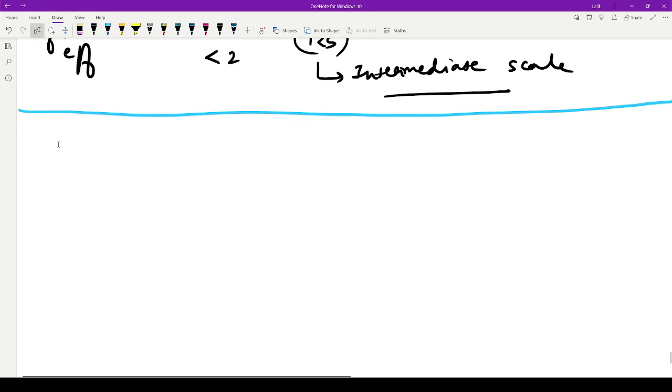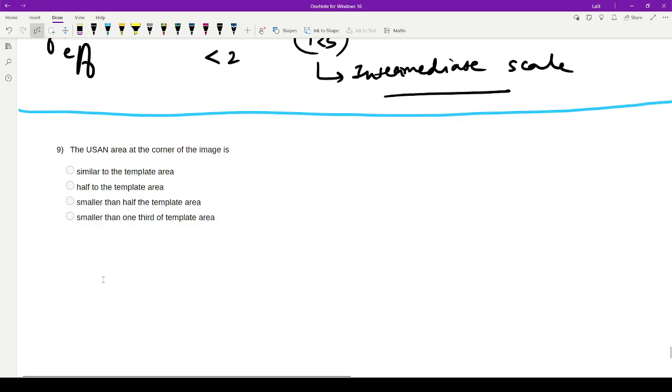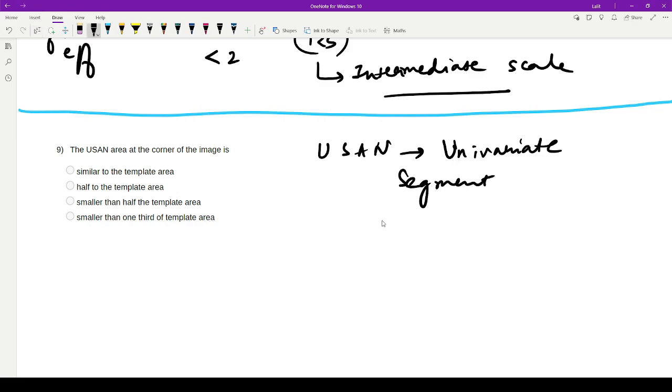So we move on to the next one, which is USAN. What is USAN? We just discussed in the class at the start of the class, which is univariate. Even I forgot, I guess. Let me see. Yeah, univariate segment assimilating nucleus.